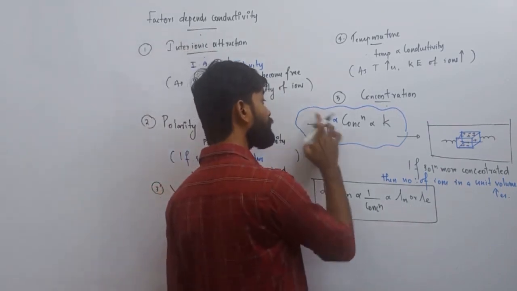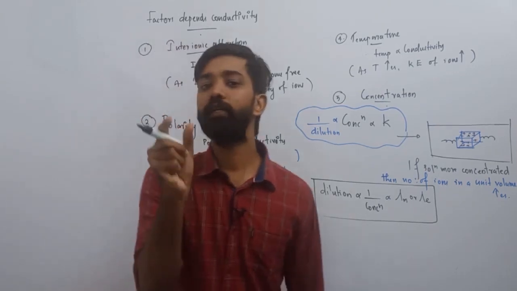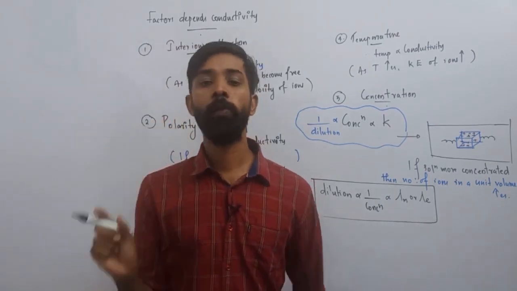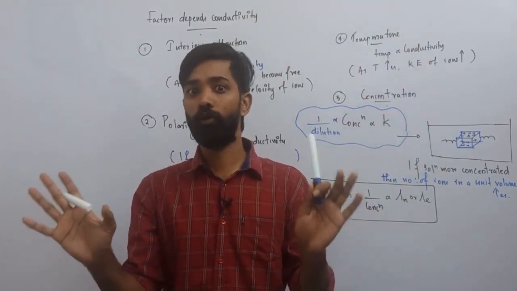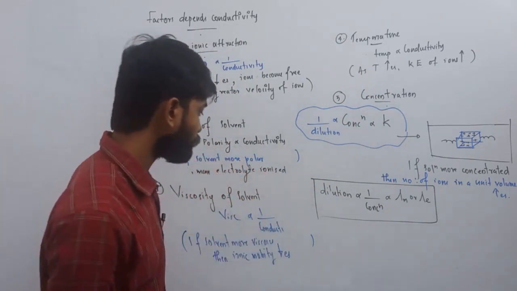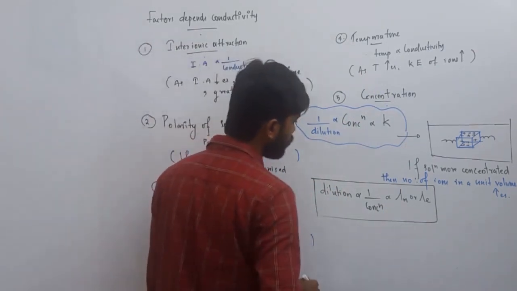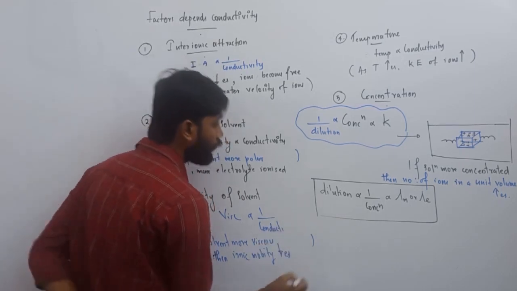But if we increase the dilution, specific conductance decreases. Specific conductance means conductance of a small region. But molar conductance or equivalent conductance means the conductance offered by 1 mole of ion or 1 equivalent of ion, which is in a bulk portion, right? So what is the reason for this? That we have to discuss.